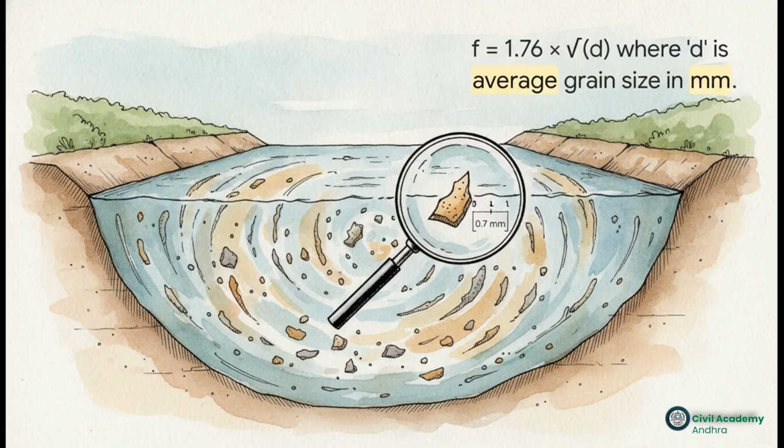Let's just slow down here for a second, because this is a real game changer. Lacey introduced a crucial metric called the silt factor, denoted as F, which equals 1.76 times the square root of D, where D is the average grain size. Unlike the engineers before him, Lacey recognized that eddies, the swirling currents of water coming from the sides of the canal, not just the bottom, matter immensely for keeping silt suspended. Because of that, his critical silt factor is driven entirely by the physical size of the soil grains.